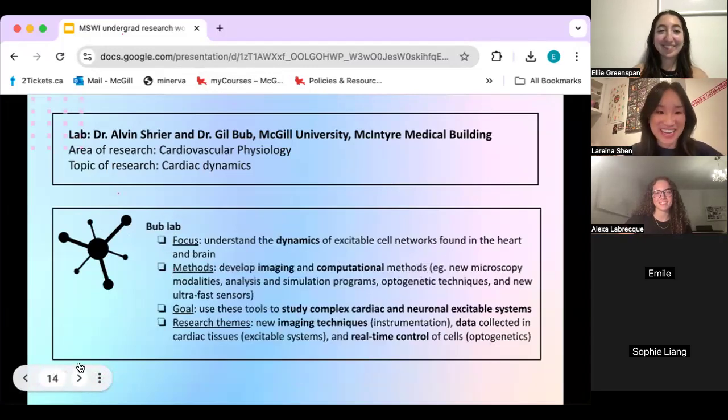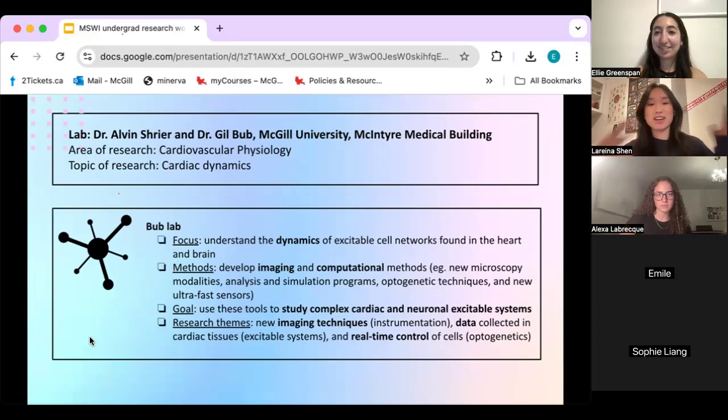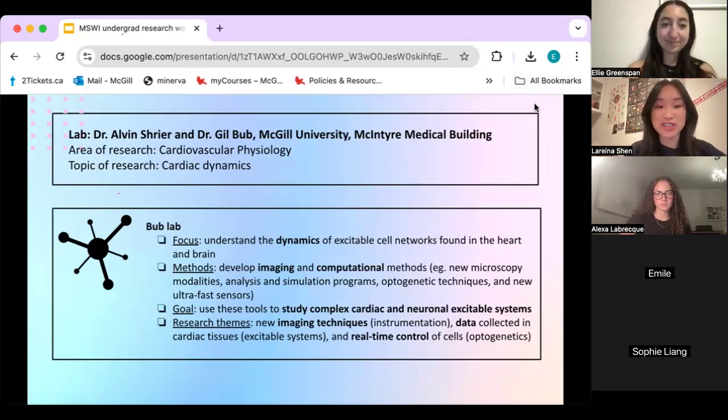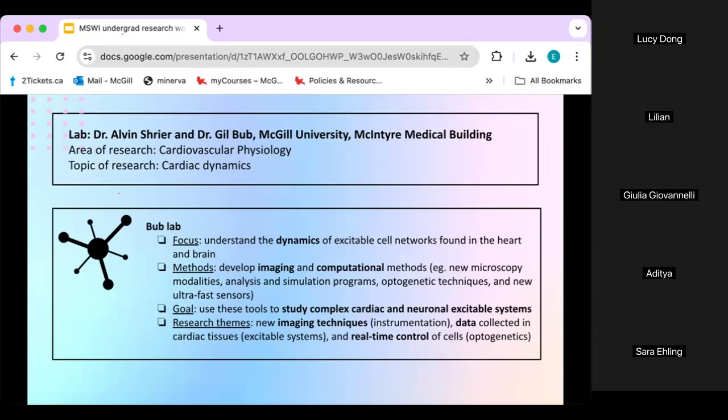Yeah. Okay, next slide. So I'm also working in Dr. Bubb's lab, and I actually got connected to Dr. Bubb through Dr. Schreier. So that's something cool. He's a collaborator. So Bubb's lab focuses on the dynamics of excitable cell networks. He's more computational, more imaging, and he uses these tools to study complex cardiac dynamics for more arrhythmia research.